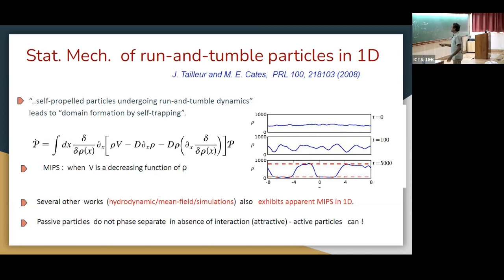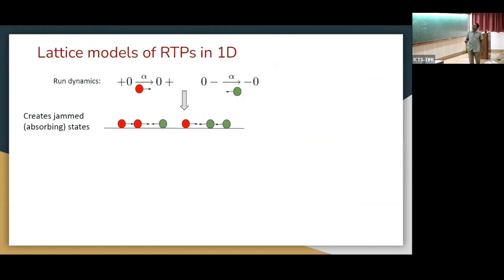This was a little suspicious for me, and I thought that maybe one can study this problem a little better, and see if we can get some exact solution. So what I want to study is the lattice model of run and tumble particles. Run and tumble particles means that the particle has two directions. When the direction is plus, it will move this way. When the direction is left, it will go this way. The same particle can change its direction also.